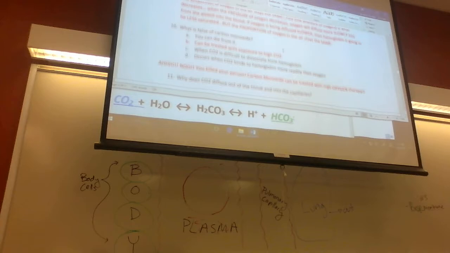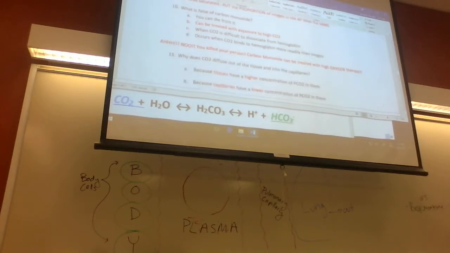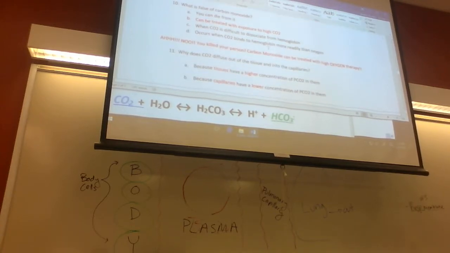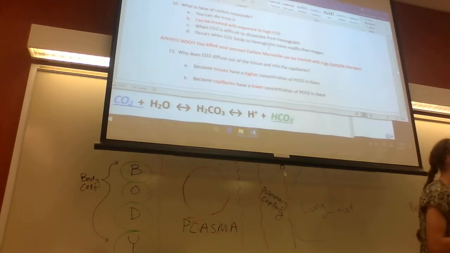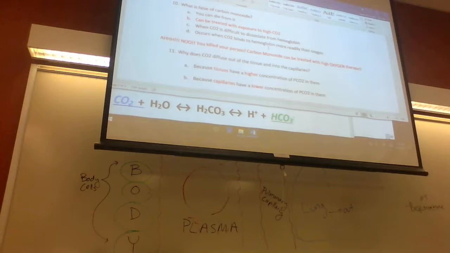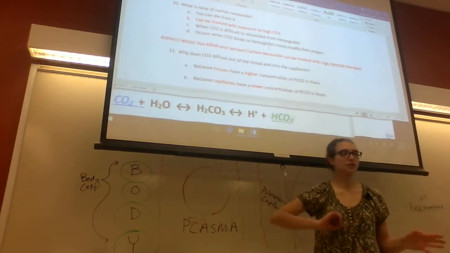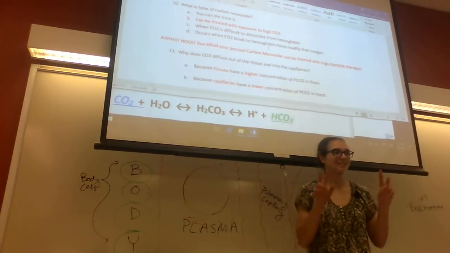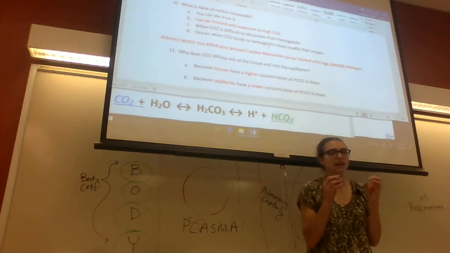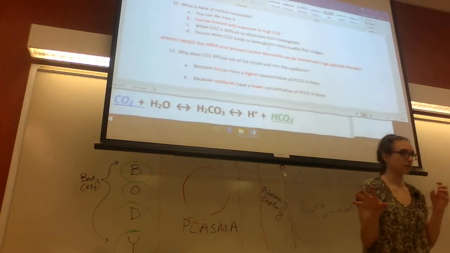So there's that, and there's a whole little rationale, and I'll send it to you so you can look at it. The next portion of it, what is false of carbon monoxide? Well, you can die from it. This is true. Carbon monoxide poisoning. What is also true is that carbon dioxide is more difficult. Oxygen, like we had up here, is really easy to dissociate. Carbon dioxide, though, is a little bit stickier, so to speak. It's kind of harder to get rid of.